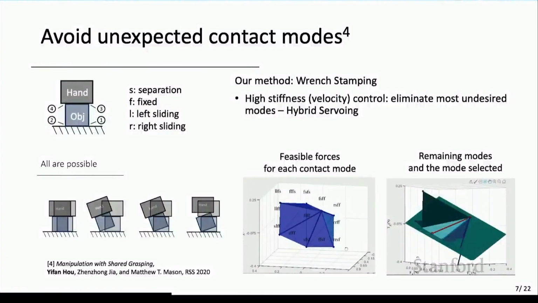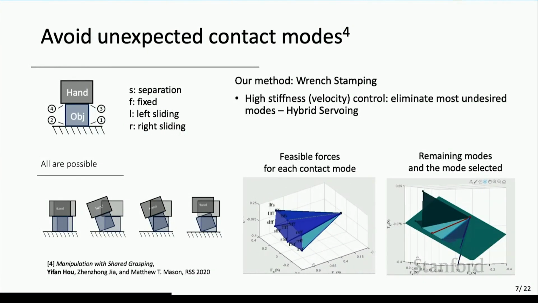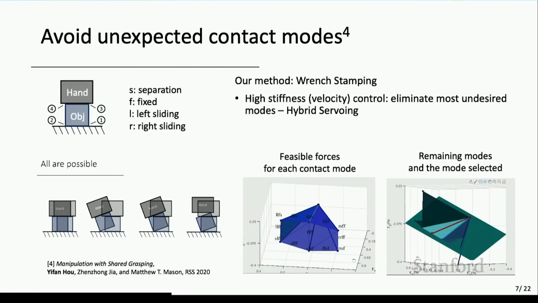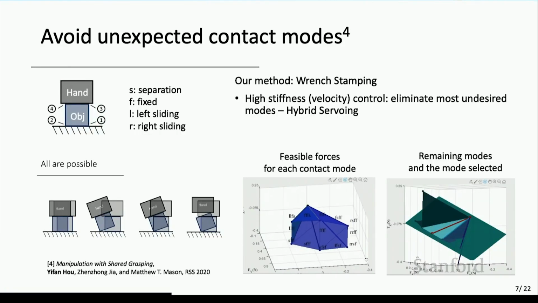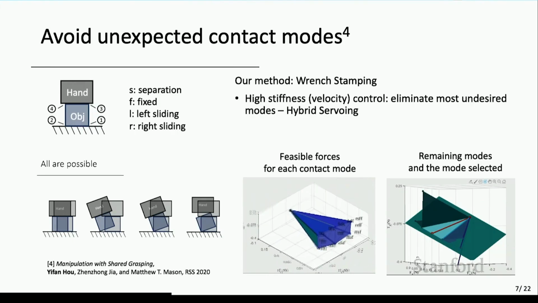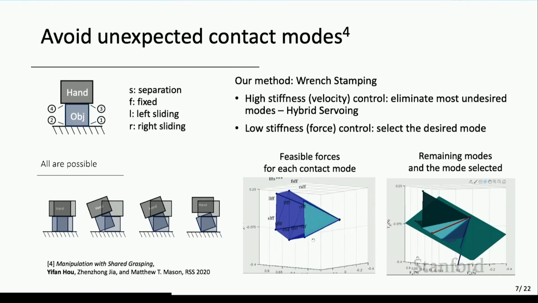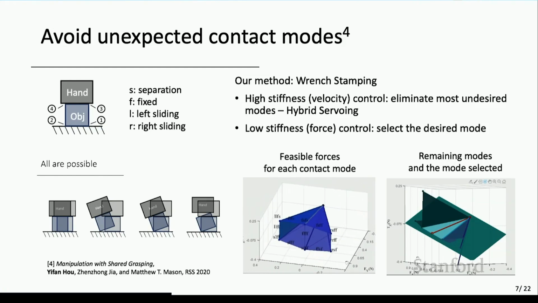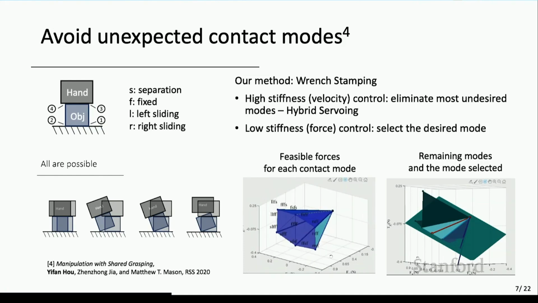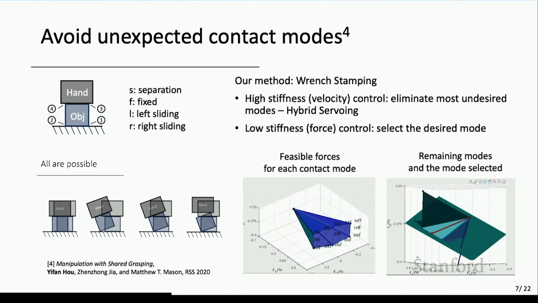That basically corresponds to the contact modes of each of the 4 contact points. If you're in a contact mode with more constraints, then the force you can use is also more. After you eliminate some of the contact modes, you can use the remaining force control portion to robustly select one mode from the others. That's the high-level intuition of this method.